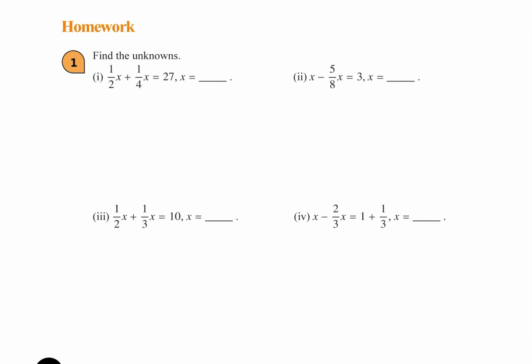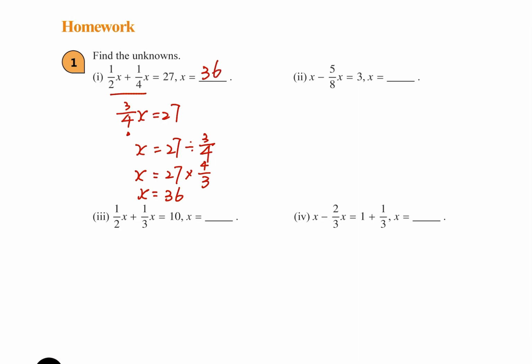Everyone, so let's look at the homework of lesson 4. For the first one, if we look at this equation, we know that we want to collect the like terms first. So by adding half x and a quarter x, we get 3/4 x, and that is equal to 27. So to eliminate this fraction in front of x, we need to do x is equal to 27 divided by that coefficient, 3/4. Okay, so by dividing it, we're actually multiplying the opposite. So then we can find out that x is 9 times 4, which is 36.